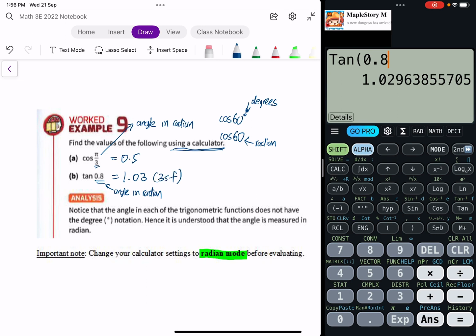For information, let me show you what happens if you did it in degree mode. Let's clear it and change it back to degree mode. Now I press tangent 0.8, and you can see that the answer is different. So take note of changing the calculator to the correct mode before you use the calculator.